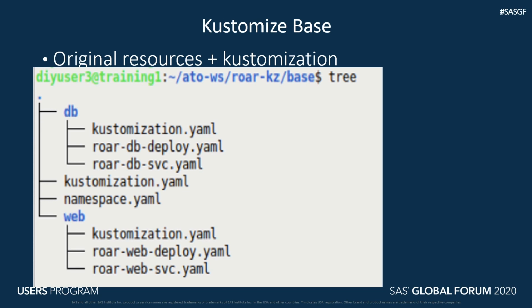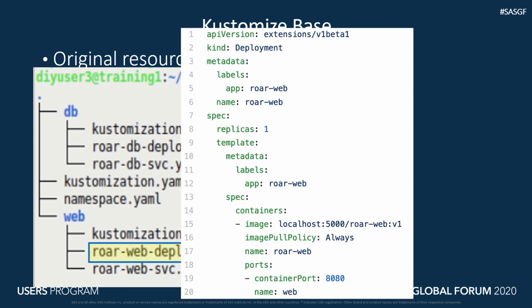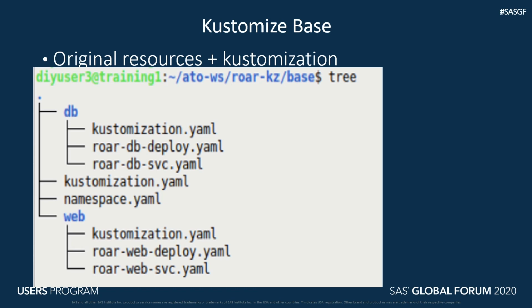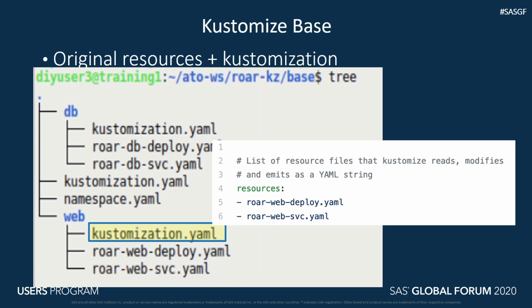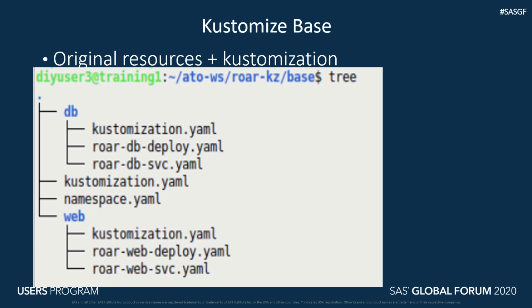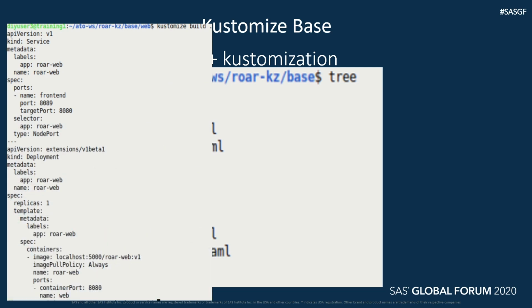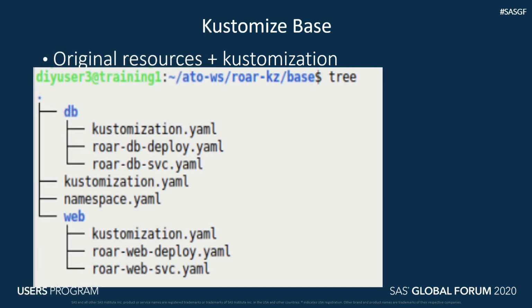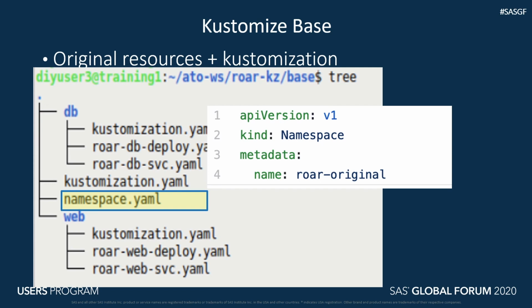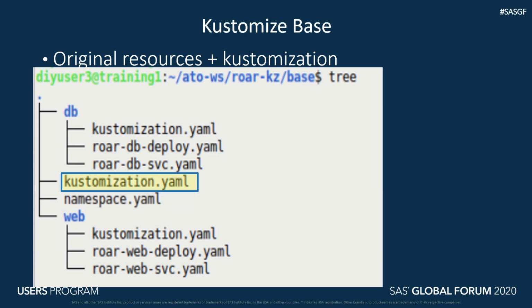So the customized base is the original custom resources plus the customization here. We have the original resources in here. Looking at this, the web deployment out there, the web service out there, the list of resource files we're going to read in, the resources to include, and then if we do a customized build, we get that set of things out the other side. The namespace in there is the namespace. It's just an item that allows us to create a namespace fairly easily out there.